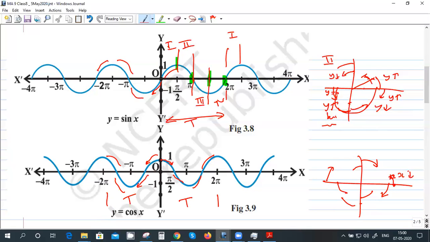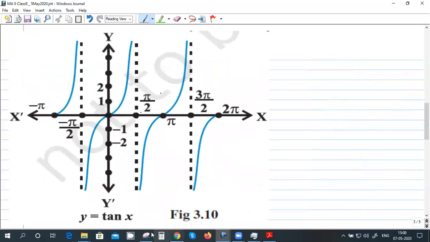Okay, this is where I understand the sine curve. Yes, sir. Similarly, you can figure this out for tan. Will you do this on your own? I'll just give a brief idea.